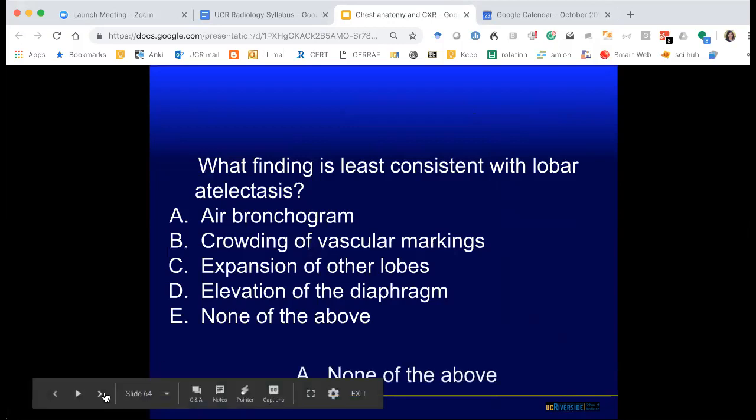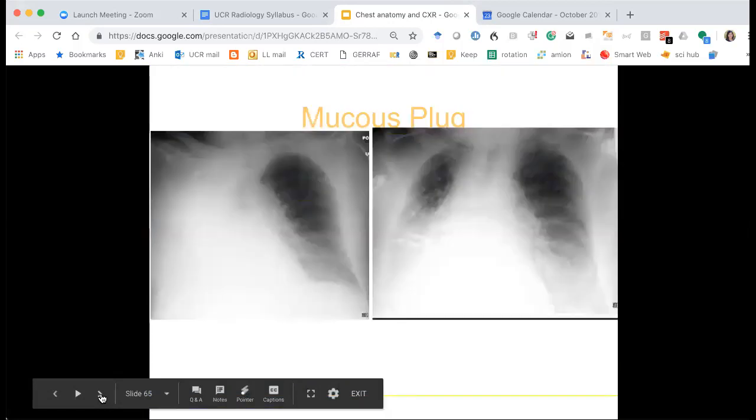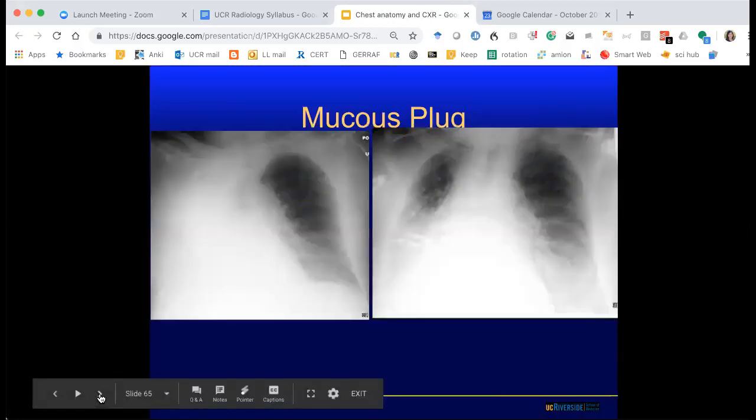What was the answer? Oh, okay, good. Oh, it's not A, it's E. Sorry, this should be E. Correct. So that's E. Mucus plug.